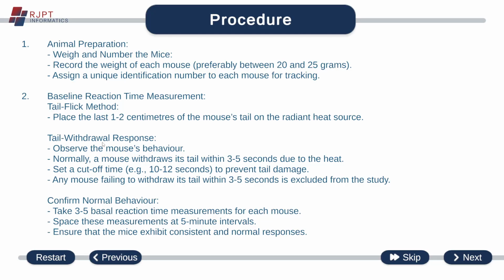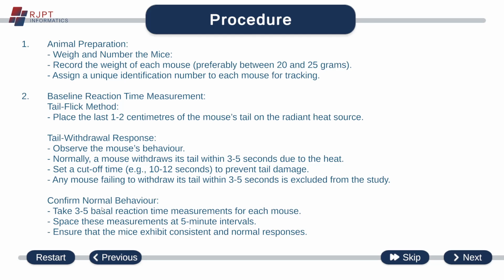Now, tail withdrawal response. Observe the mouse's behavior. Normally, a mouse withdraws its tail within 3 to 5 seconds due to the heat. Set a cutoff timer, for example 10 to 12 seconds, to prevent tail damage. Any mouse failing to withdraw its tail within 3 to 5 seconds is excluded from the study.